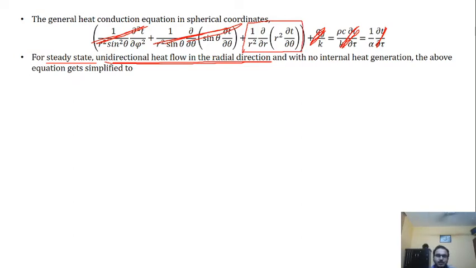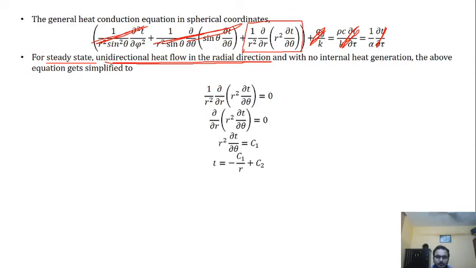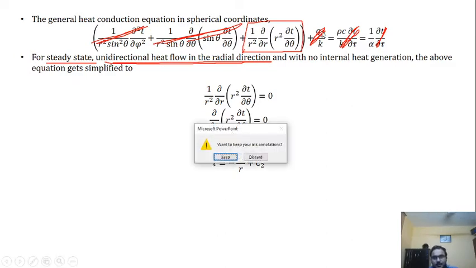So the above equation gets simplified to this, that is 1 upon r square del over del r of (r square del T over del theta). I think there is a problem here. Let me make this correction.